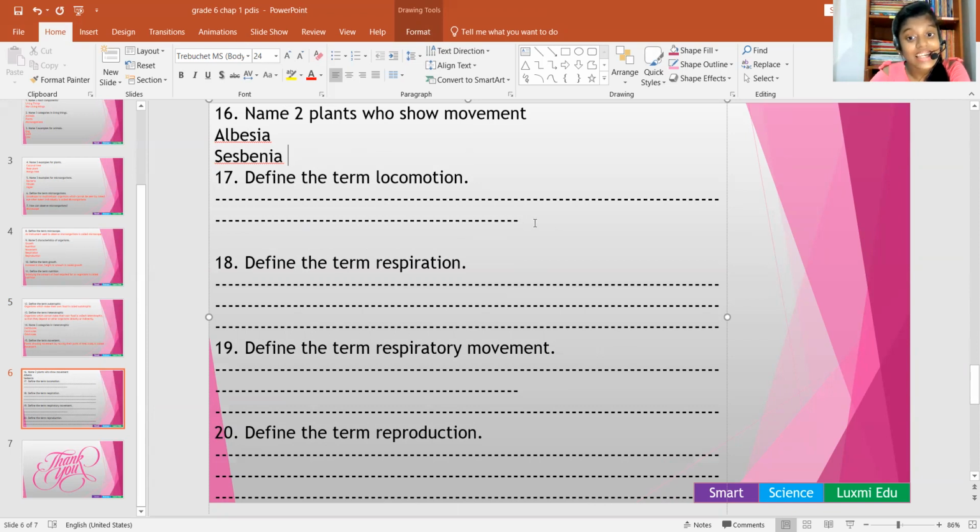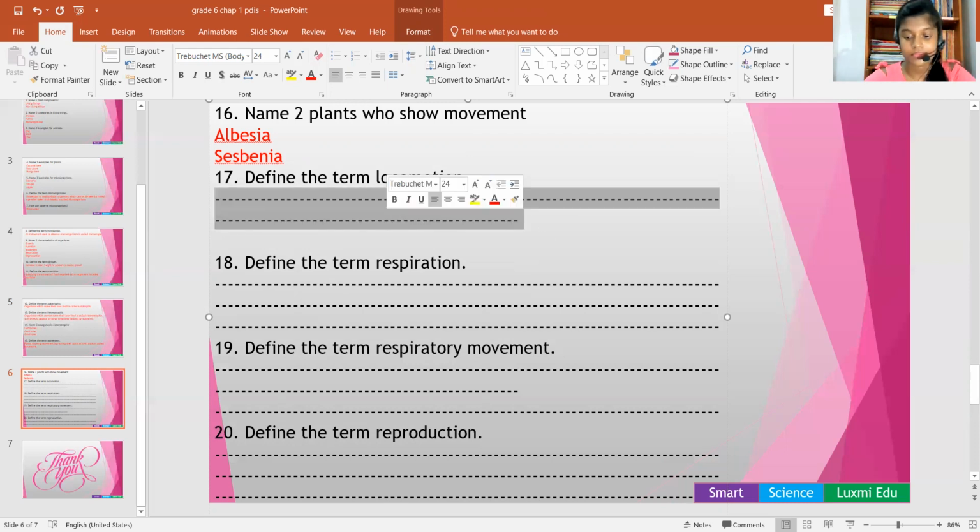Now, let's see to the 17th question. Define the term locomotion. Yes, as I said before, locomotion means plants don't show locomotion, so that animals only show locomotion. Even we human also belong to animals category. Okay, so animals moving from one place to another is called locomotion.